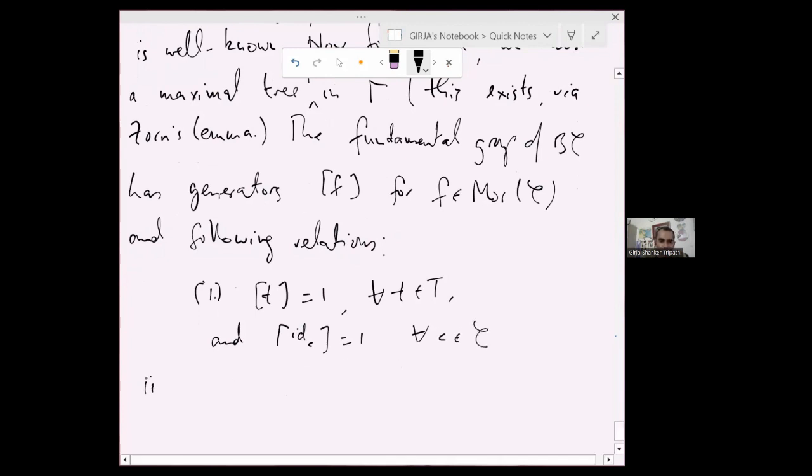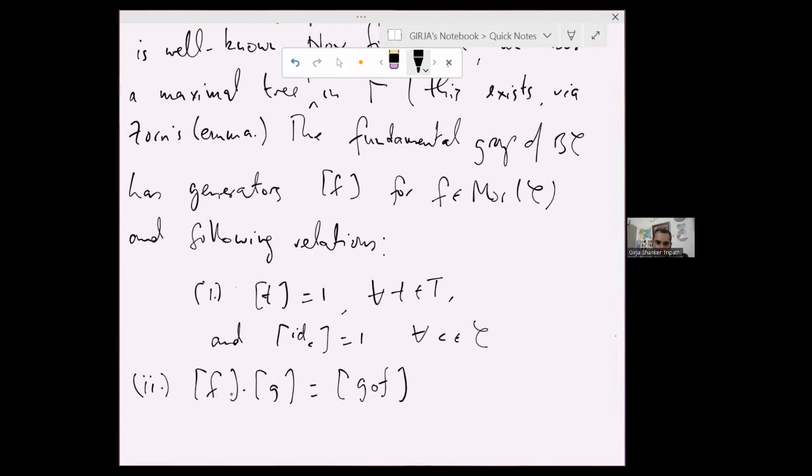And the other relation is this. So we have F, G. These have to be composable. One has to be careful. I think it should be G composed with F.